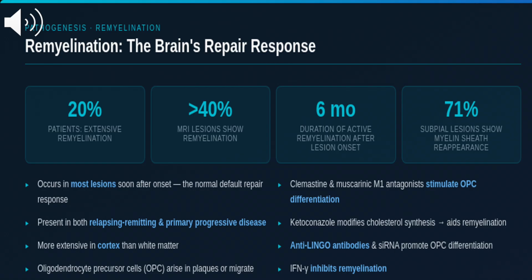Clemastine and muscarinic M1 receptor antagonists stimulate differentiation. Ketoconazole modifies cholesterol synthesis and increases sterols favorable to remyelination. Both anti-LINGO and M1 antagonists showed modest but real effects on optic nerve repair in human trials, providing proof of concept that remyelination therapy in humans is achievable.